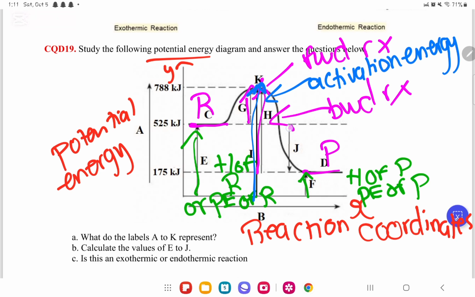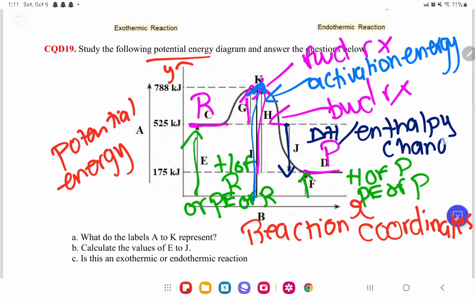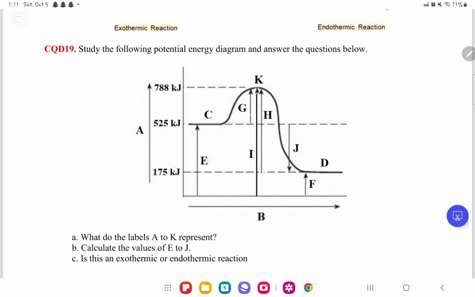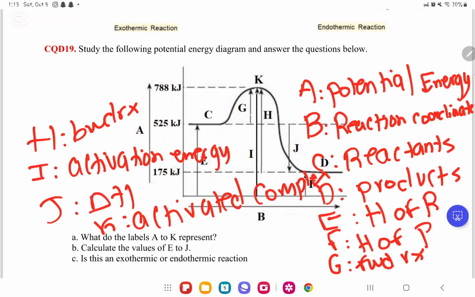What comes after I? J. J is the distance between the reactants and products, and this distance between the reactants and the products is called the delta H, or the enthalpy change. And then finally, we have the last letter, which is K. K is our activated complex. So I know drawing on the diagram is too much, so let me label each one of them. So here we go. I wrote what each one of them is.